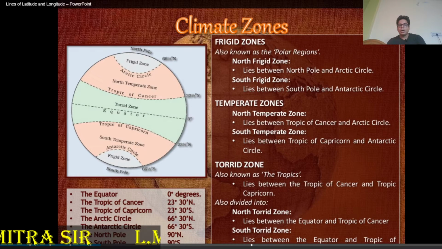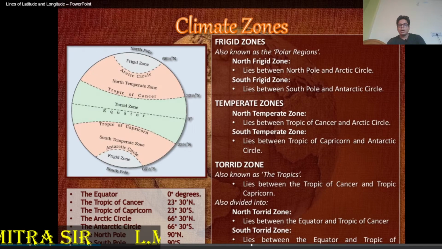The south frigid zone is from 66.5 degrees south to 90 degrees south, meaning the Antarctic Circle to the South Pole. This area is known as the south frigid zone. This is our main concern. These are the climatic zones: temperature is very high, moderate, and very low in different zones because of sunlight.